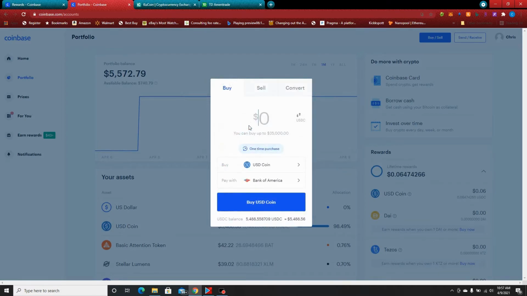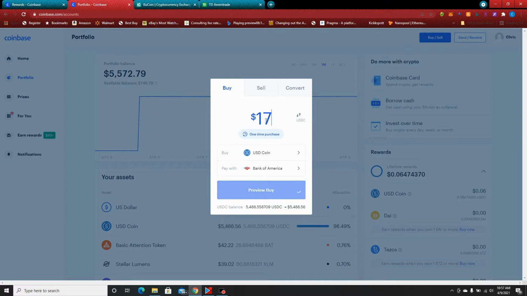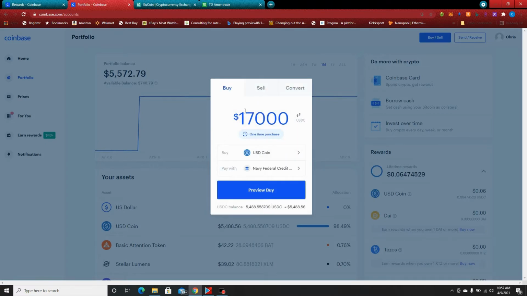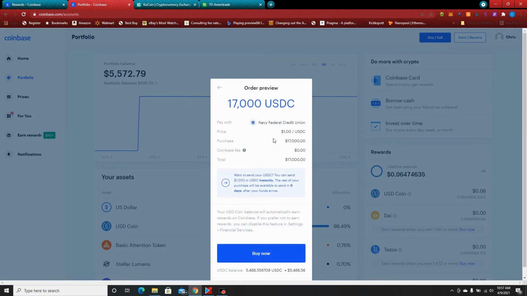USD coin, which is equivalent to cash. Alright? So we're going to say I want to buy $17,000 worth of that. And I don't want to do it from there. And we say preview buy. And we see what the fee is. Nothing.